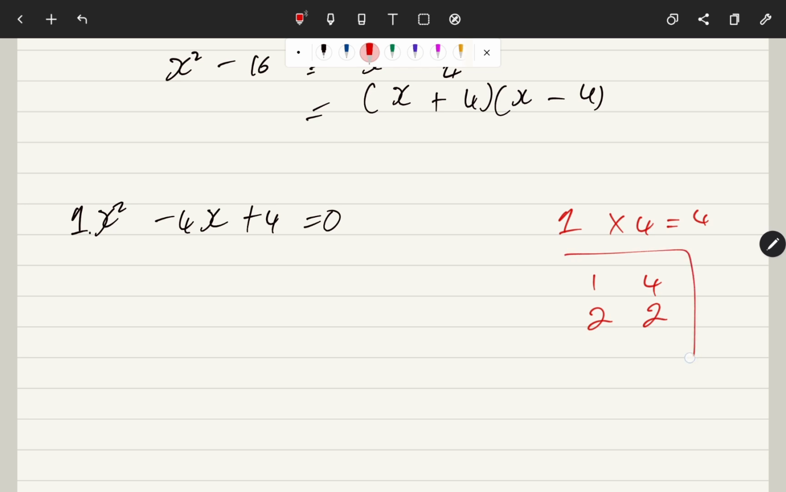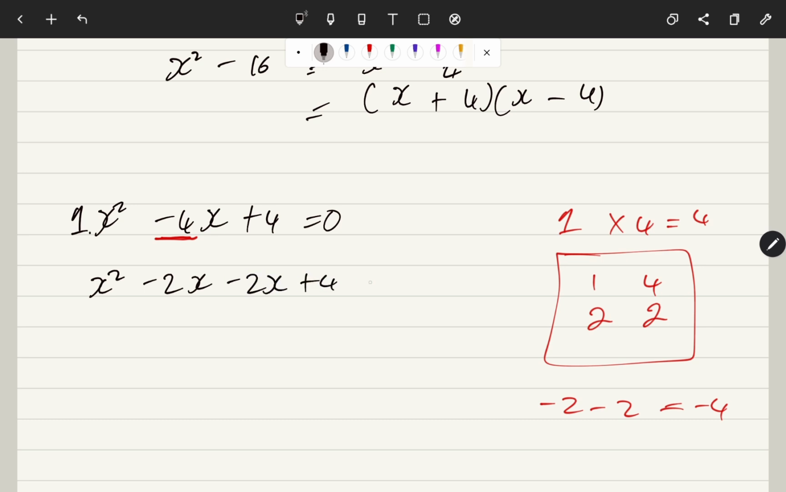And then we look at these pairs, and we try to find a pair which is going to give us the middle coefficient, this guy over here. We want a pair that is going to give us the number we have in the middle, which is minus 4. It doesn't matter whether you add or you subtract, right? So I'm looking at 2. If I say I have minus 2, minus 2, the answer is minus 4. So I'm going to take it. I have x squared minus 2x minus 2x plus 4 equals 0.